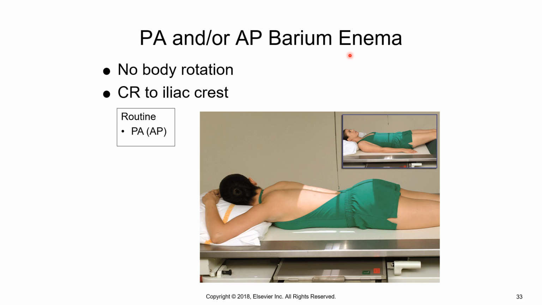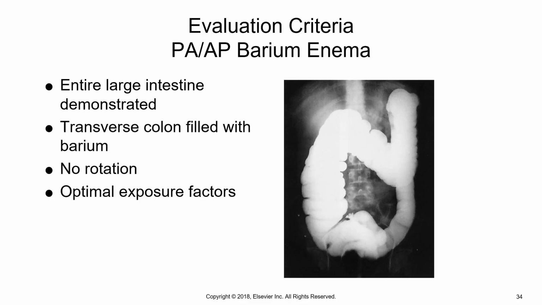And protocol everywhere we go is that the enema tip stays in the patient until you're done with the left lateral rectum, and then you check all your images before that is removed. As far as the anatomy demonstrated on an AP, you want the entire large intestine demonstrated on this image. Ideally, everything is full of barium, but primarily the transverse colon. No rotation. We can see that in the spine, that they're not rotated. And everything looks good on that.